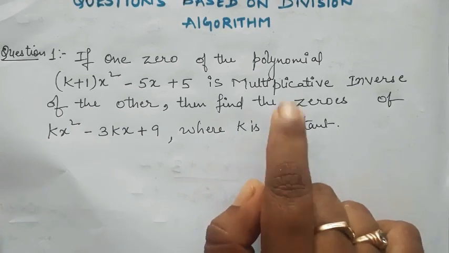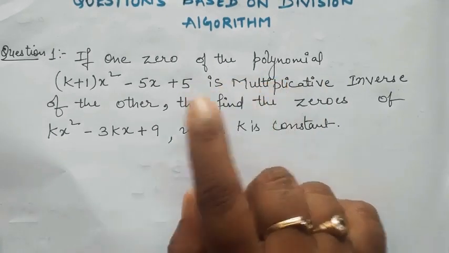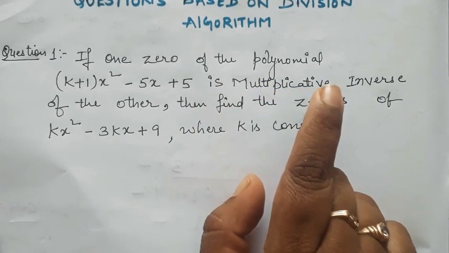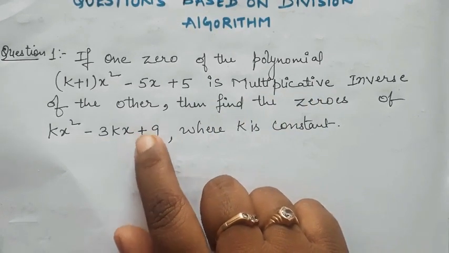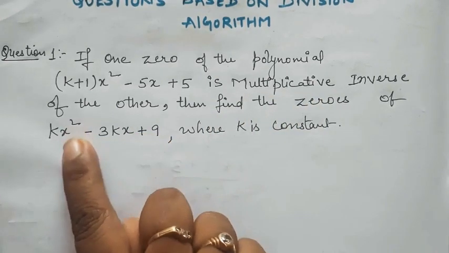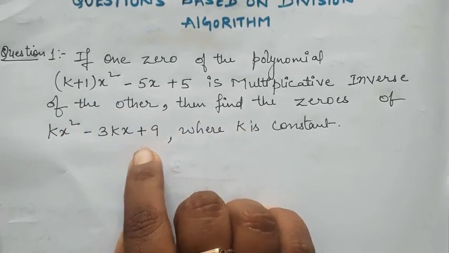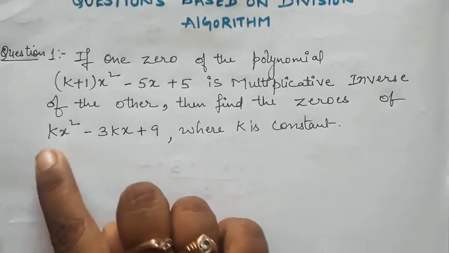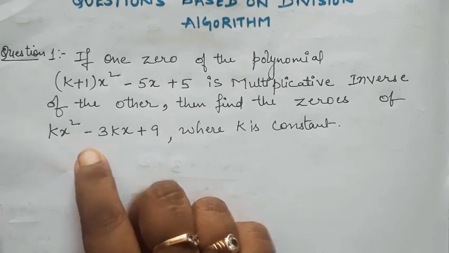So they have given the condition that one zero is the multiplicative inverse of the other, but we need to find the zeros of this polynomial. So first of all we need to find the value of k, and then only we can factorize this by splitting the middle term. So our first target is to find the value of k. So here we go for the solution.